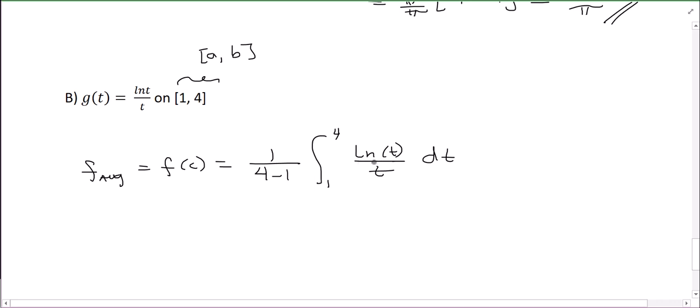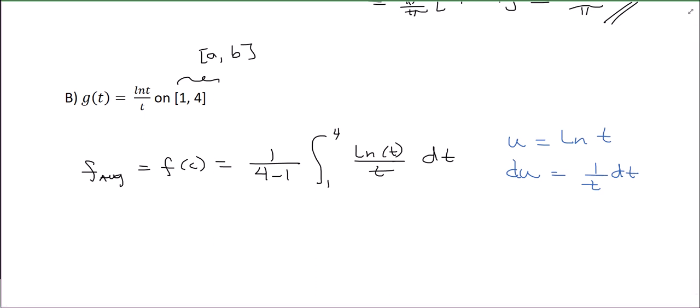But then I ask myself, does the derivative of one part equal another part of the problem? Yes, the derivative of natural log of t is 1 over t. So that means I can make a u substitution. Let u be ln of t, because du is 1 over t dt. And so I can see that there's my dt over t, there's my dt over t, so that will be du.